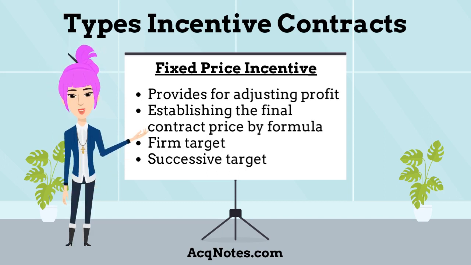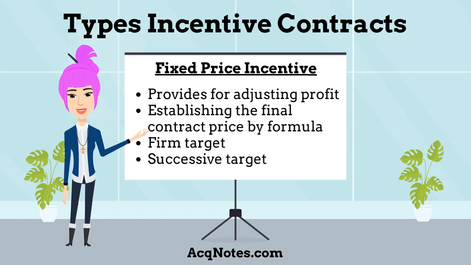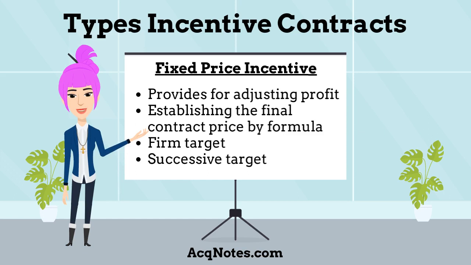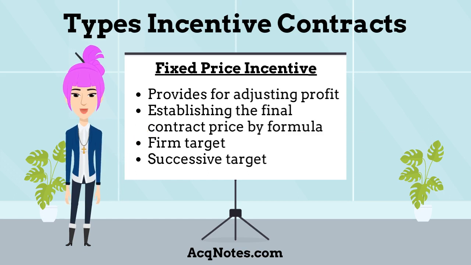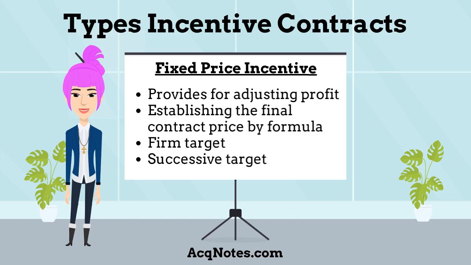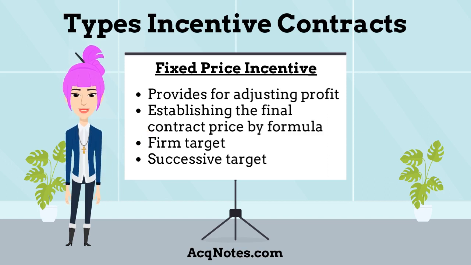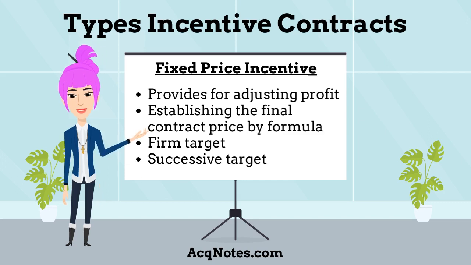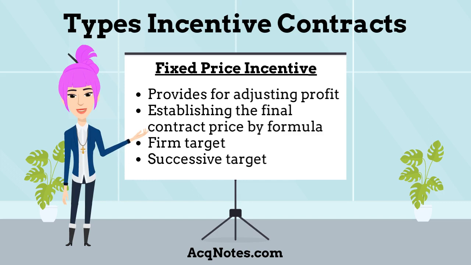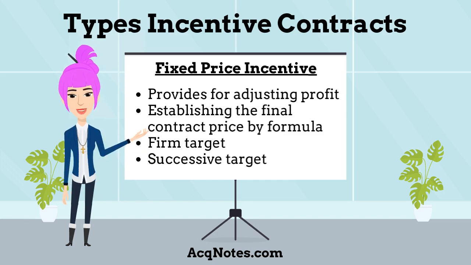The first type of incentive contract I will discuss is fixed price incentive contract. A fixed price incentive contract is a fixed price contract that provides for adjusting profit and establishing the final contract price by application of a formula based on the relationship of total final negotiated cost to total target cost. The final price is subject to a price ceiling, negotiated at the outset. The two forms of fixed price incentive contracts are firm target and successive targets.